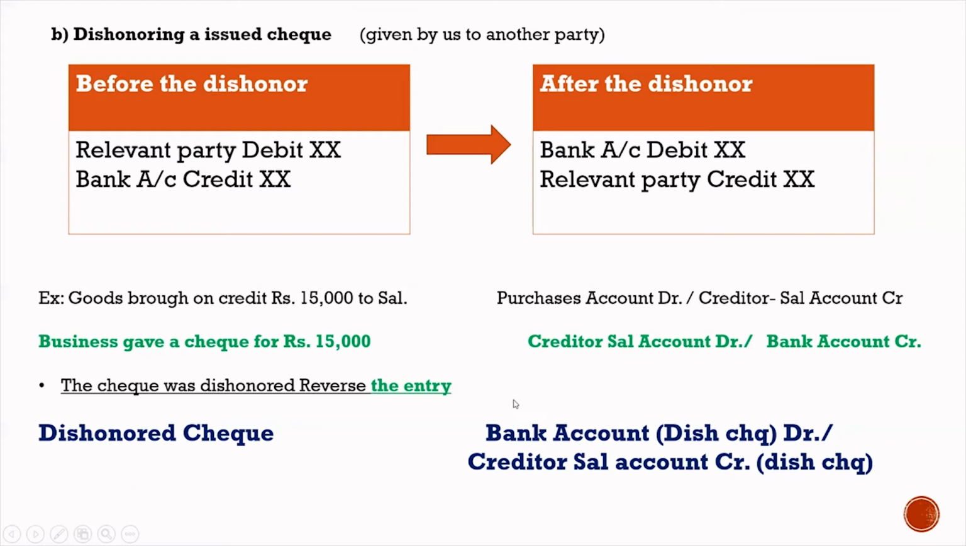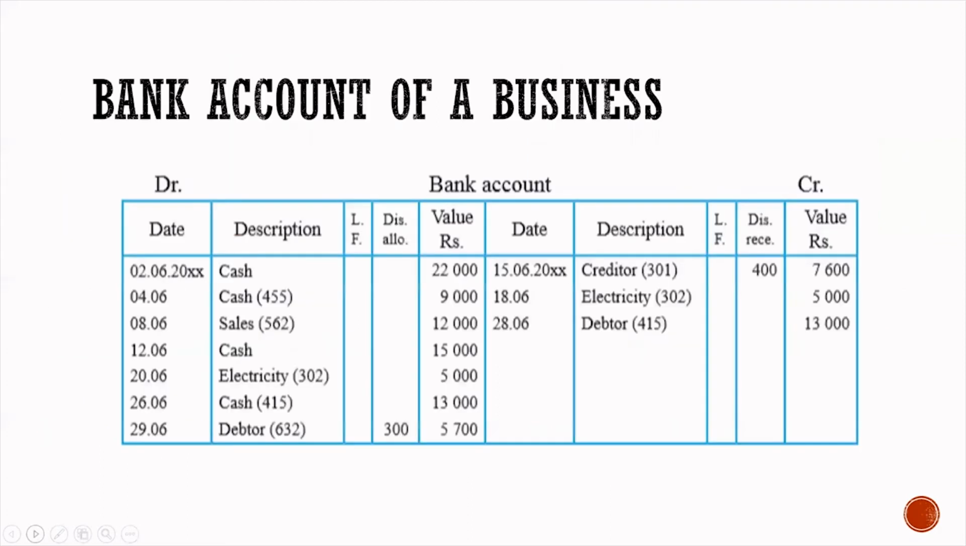But if this check is dishonored, we have to debit the bank account stating that it is a dishonored check, and creditor Sal's account, since we have not yet paid, he's still a creditor, so we have to credit it. So I hope you understand what dishonoring of a check is about.